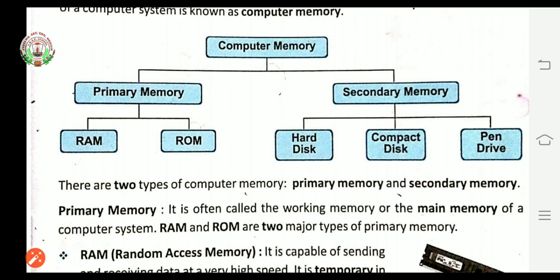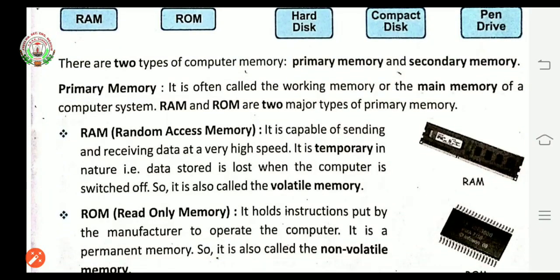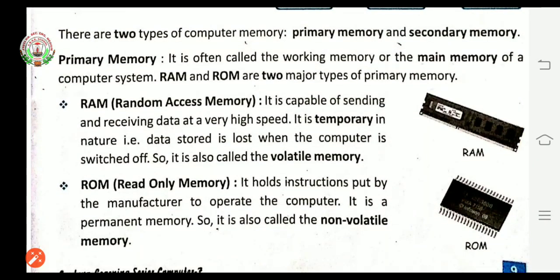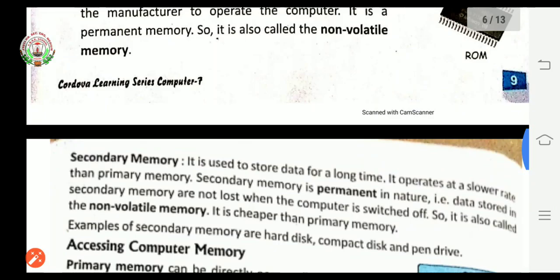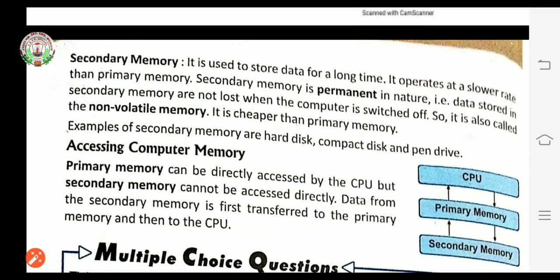In previous class I have explained processing devices and storage devices. In storage devices, as you all got to know, there are two types of computer memory, primary memory and secondary memory. In yesterday's class I have explained primary memory. In this primary memory, there are two types of memory. First, RAM and ROM. Now, in today's class, I am going to explain secondary memory.